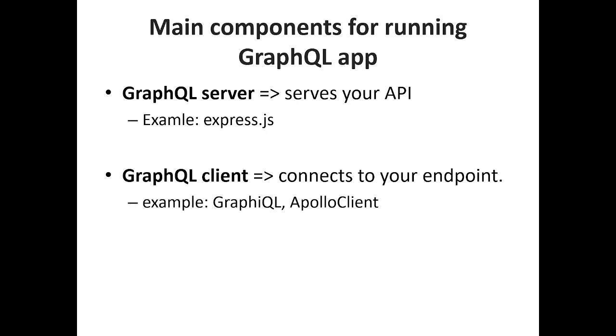There are two main components for running a GraphQL API. The first one is the GraphQL server, which serves on the API side, and we can use any kind of middleware like Express.js in our example. Or we can go with the GraphQL client, which connects to our endpoint and can visualize what we are looking for with GraphQL. We saw names like GraphiQL and Apollo Client, which are two famous GraphQL clients.